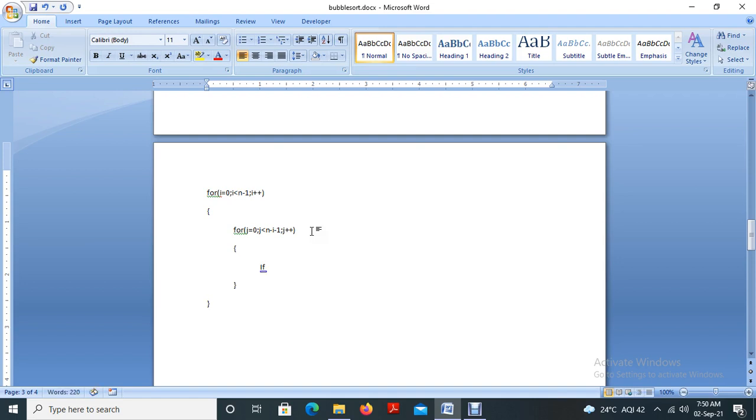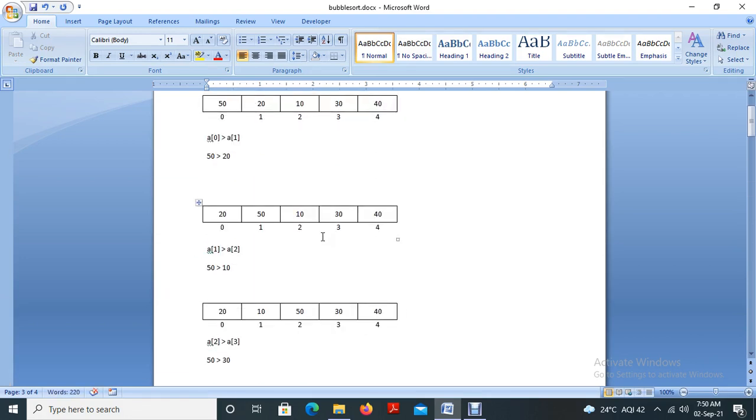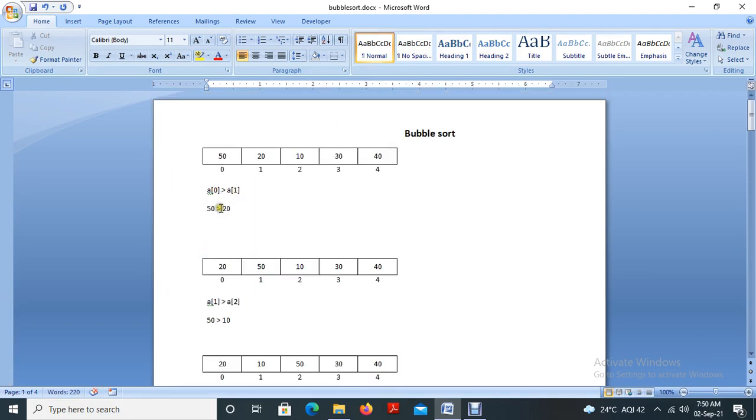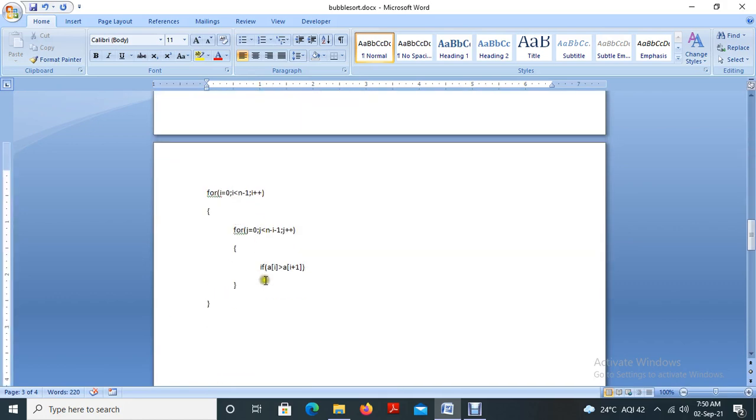If a of i greater than a of i plus 1, very simple. We are going to compare the values. That is the case: a of 0 greater than a of 1. So we have a j value equal to initially 0. Sorry, I mentioned j plus 1. If a of j is greater than a of j plus 1, then we have to make the interchange. How will we do the interchange?